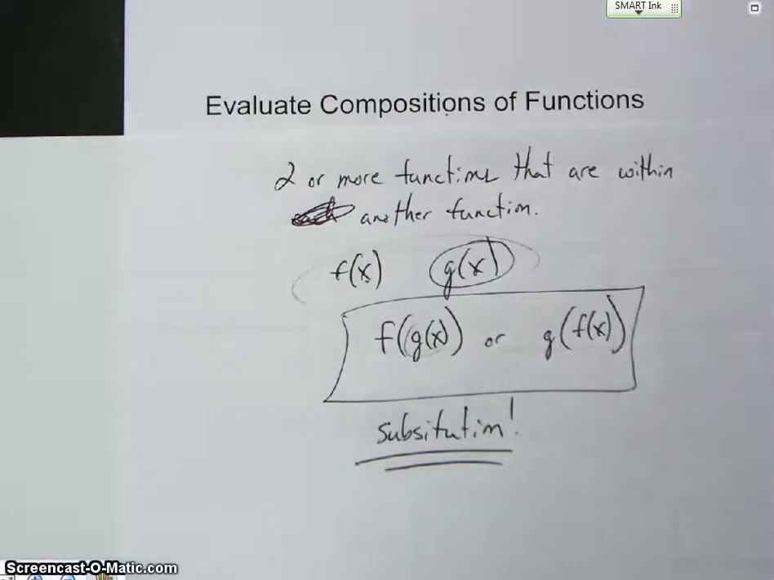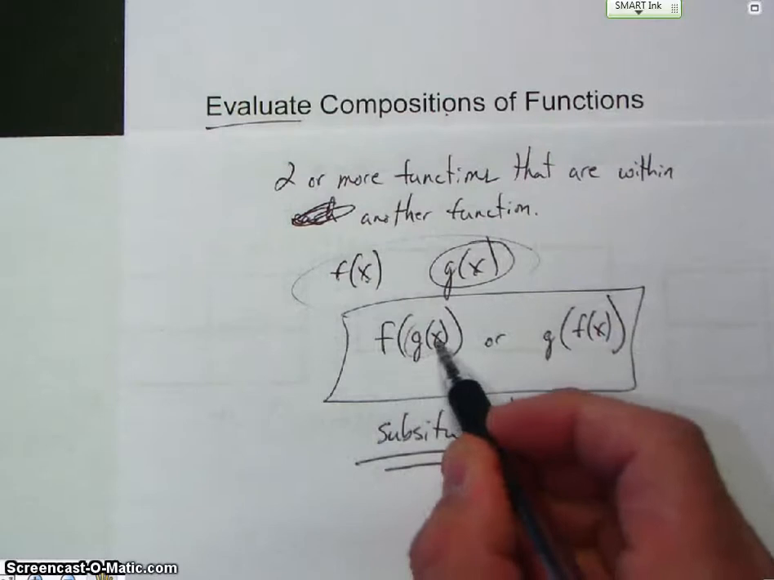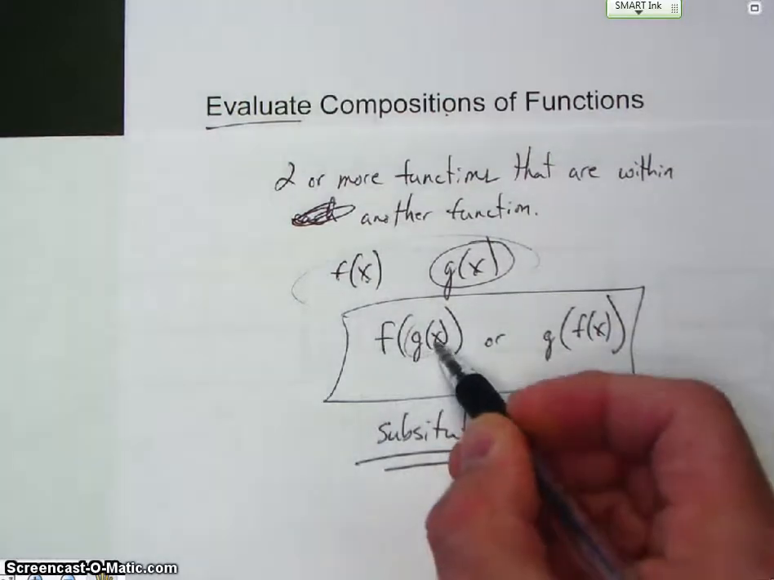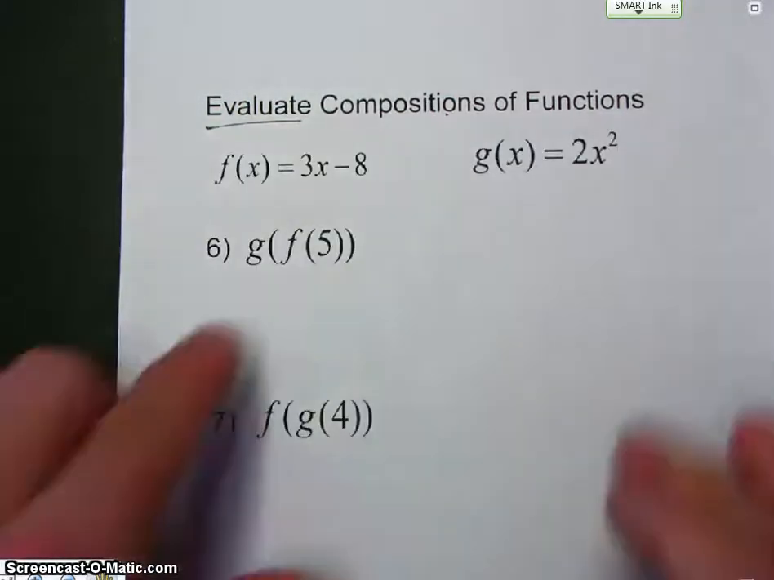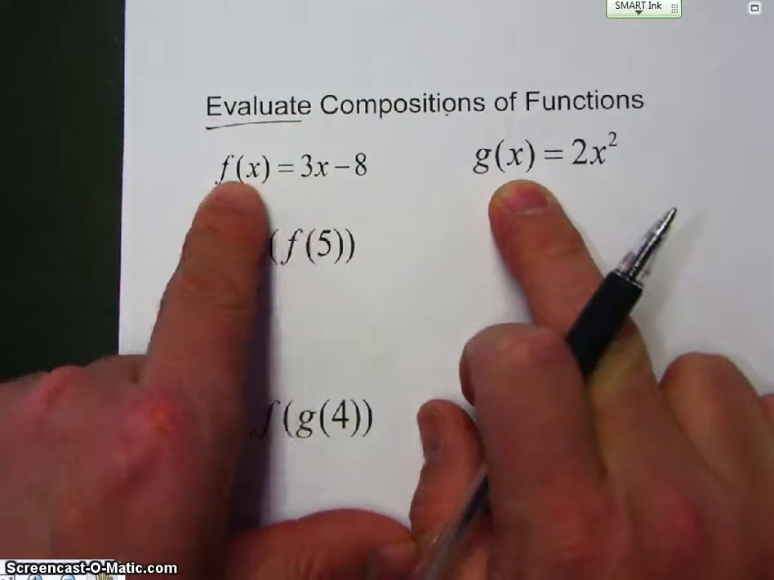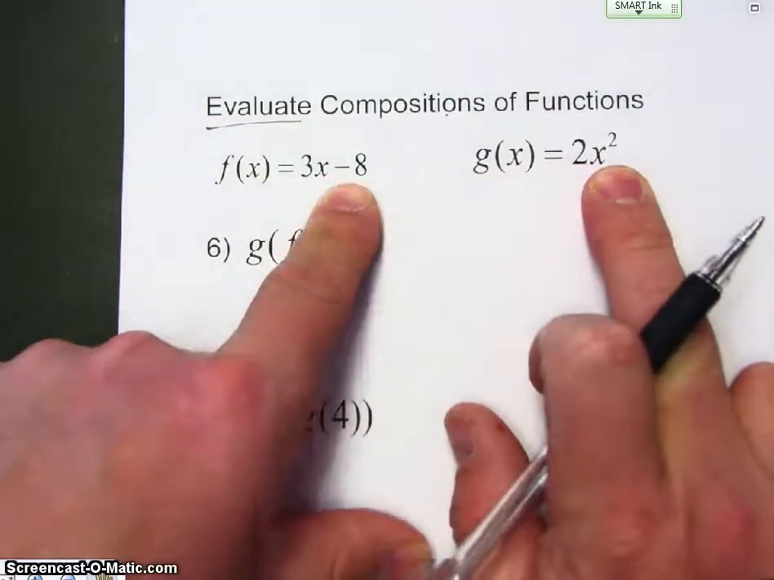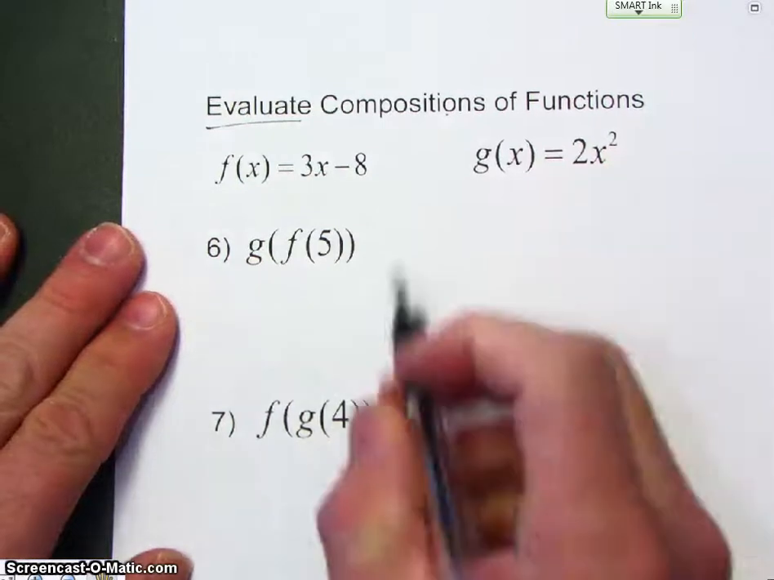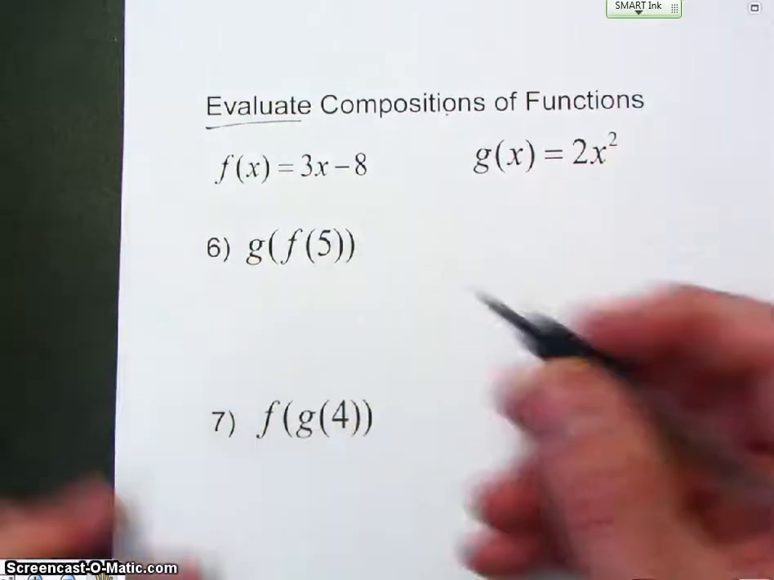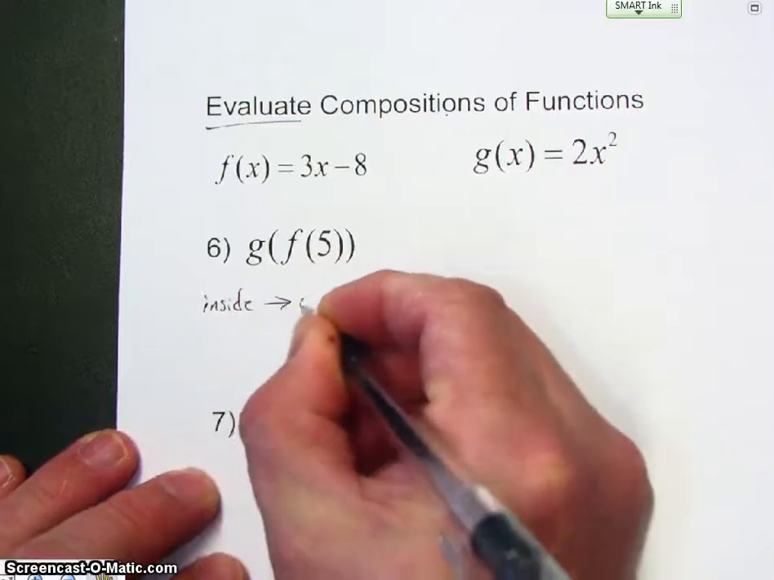We're going to start out real basic. Instead of having a function, we're actually just going to have a value. So for example, here are my two functions: f of x equals this equation and g of x is equal to this equation. What we're going to do here is you always start on the inside and work your way out.